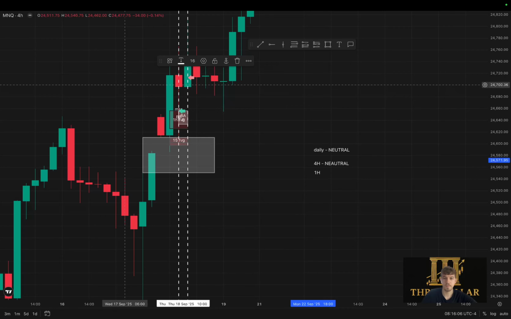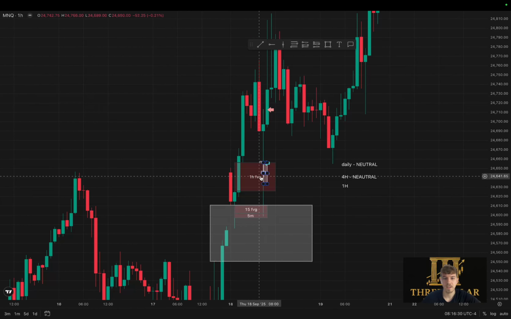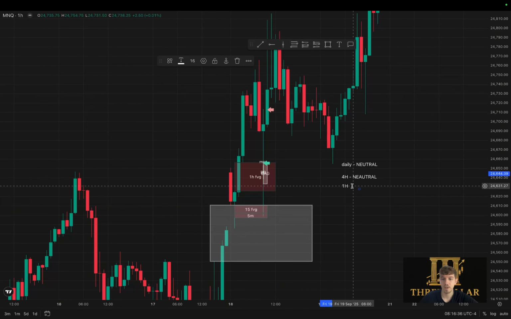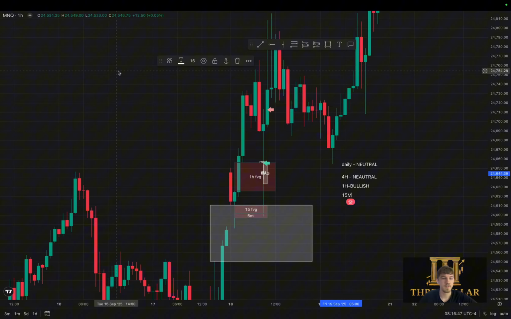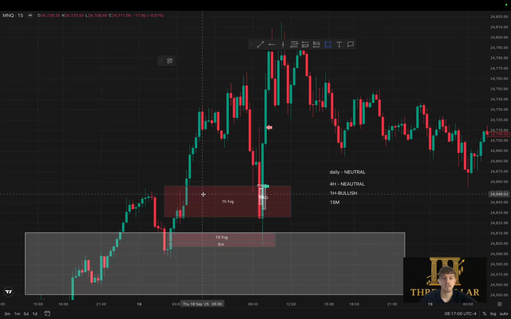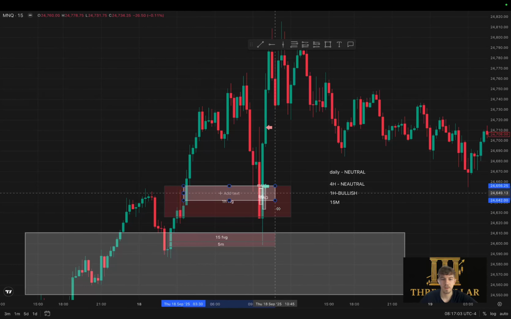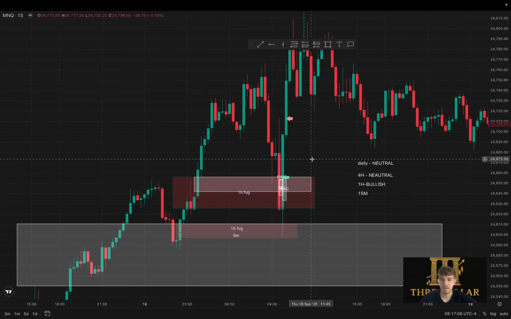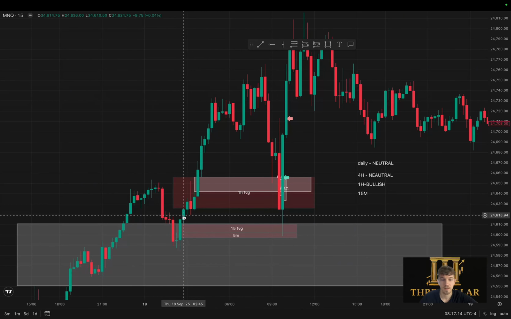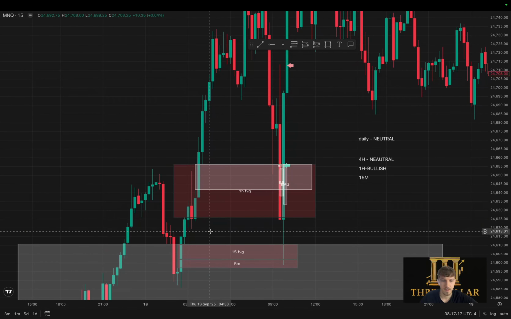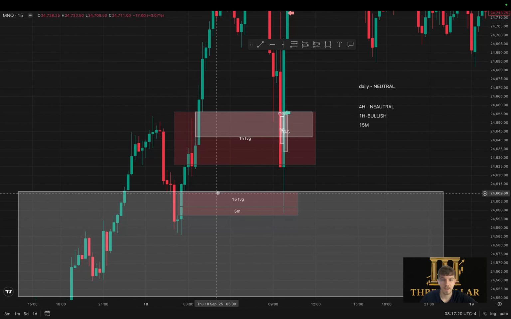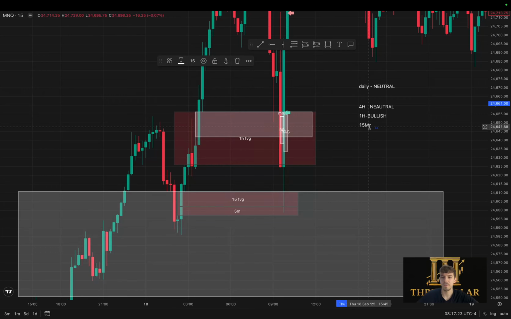Looking at the 1 hour, you can see we've tapped into this 1 hour bullish fair value gap, and we've respected it. So this would make us bullish on the 1 hour. Then we look at the 15 minute. On the 15 minute, you can see that we have inversed this bullish fair value gap. That would make us bearish up to the next low or bullish imbalance. And we've tapped into this other 15 minute imbalance here, and we've also tapped into this 15 minute one here, which makes us bullish again on the 15 minute, even though we have inversed this one here.